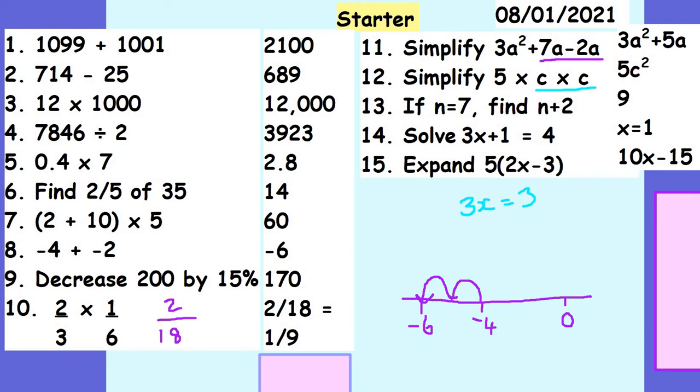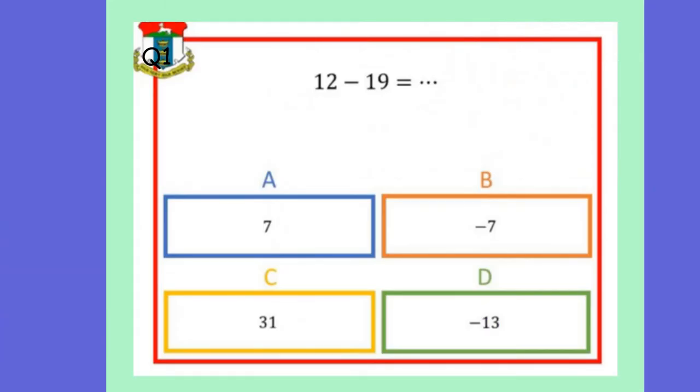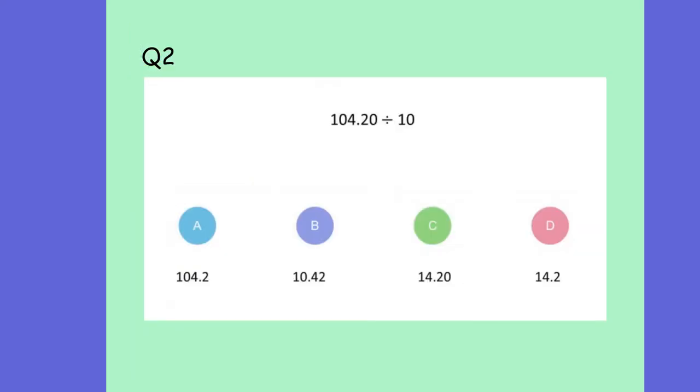Okay, let's have a look at a diagnostic quiz. So A, B, C and D, write down your answers as we go along. Feel free to pause the video at any minute if you'd like to spend some extra time thinking. Off we go. Question number 1. What is 12 subtract 19? A, B, C or D? Choose your answer now. Splendid. Question number 2. What is 104.20 divided by 10? Choose your answer now.